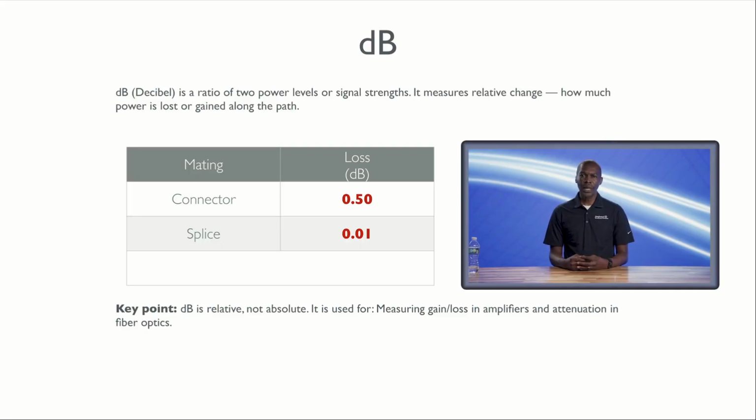But those values are relative. They don't tell you the exact power that is left, only how much it was reduced by. That's why system designers use dB to track attenuation throughout the link.